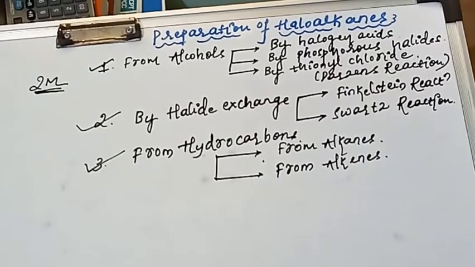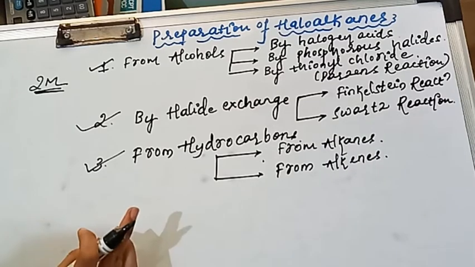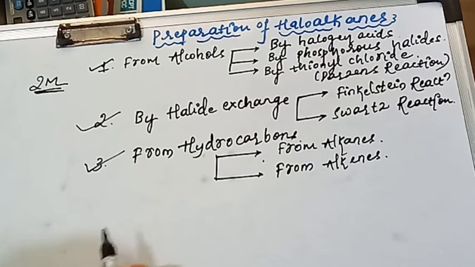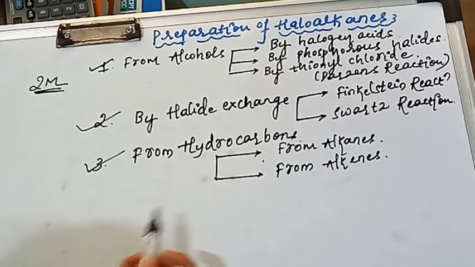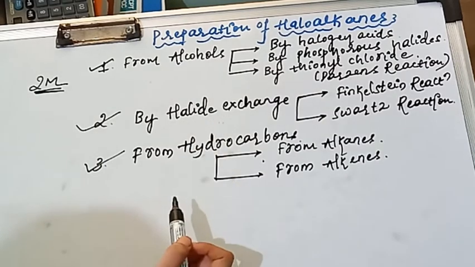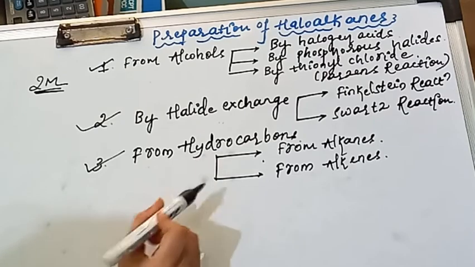Good morning, students. So in this video you are going to learn about preparation of haloalkanes. You can prepare the haloalkanes by three important methods. The first method is by using the alcohols. The second one is by halide exchange method. The third one is from hydrocarbons.